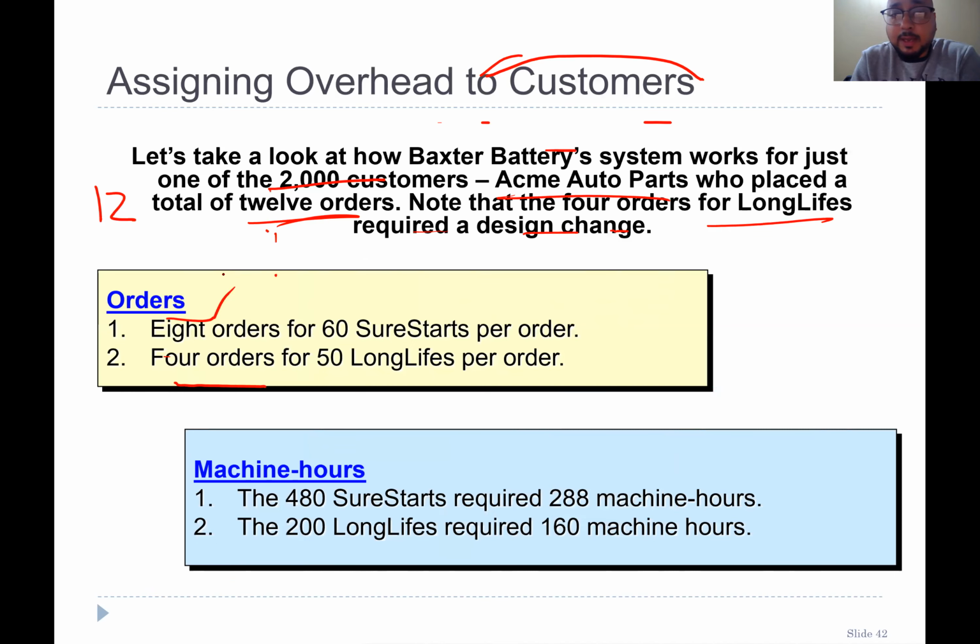So let's just talk about that. We are giving the data here. 8 orders for 60 short start, which means each order contains 60 short start batteries. A total of 8 orders came from Acme Auto Parts for short start, and 4 orders of 50 long life batteries. It means one order contains 50 long life batteries, and he placed 4 orders. So machine hours, like I told you, 480. Short start requires 288 machine hours. Where did this 288 come from?